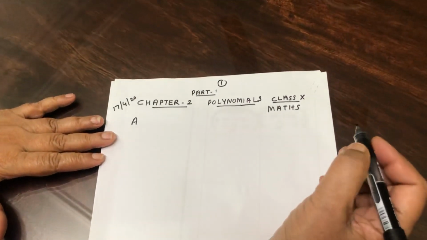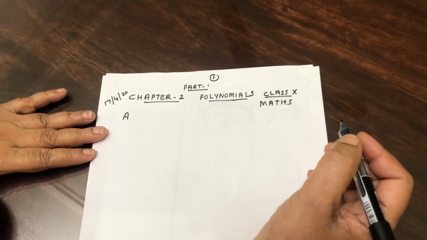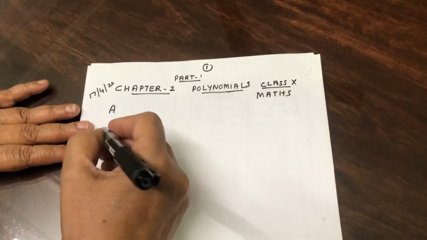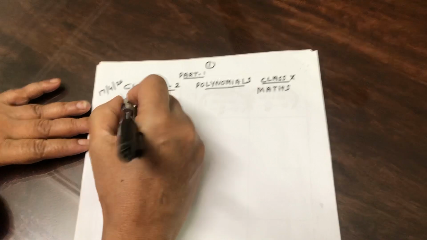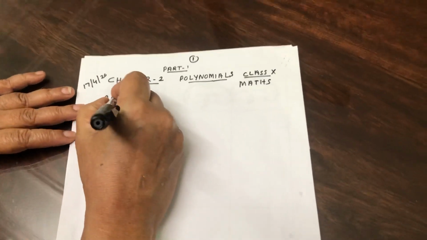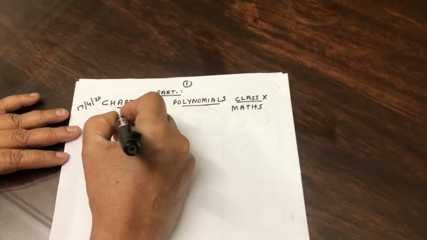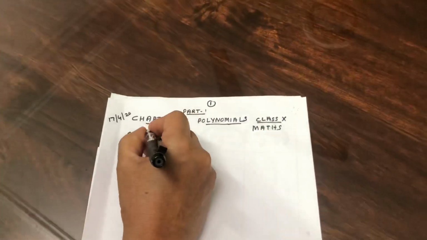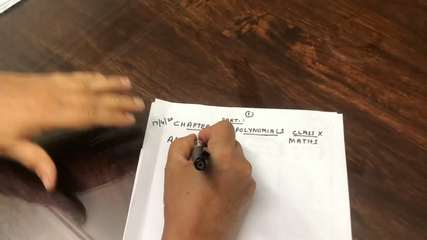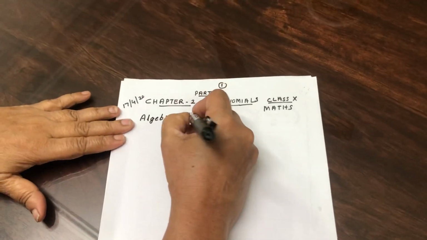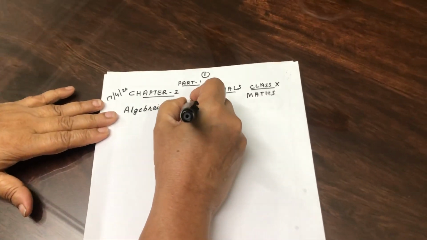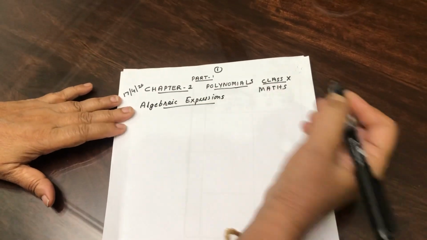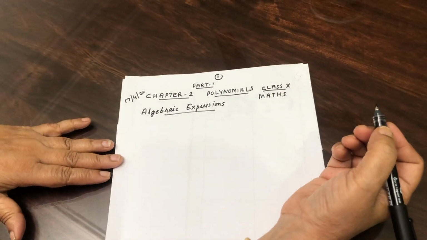Good morning, students. Today we are going to start chapter 2, Polynomials. In your earlier classes, you have learned algebraic expressions. What do you mean by algebraic expressions?